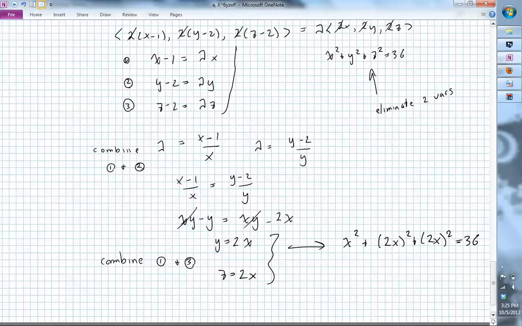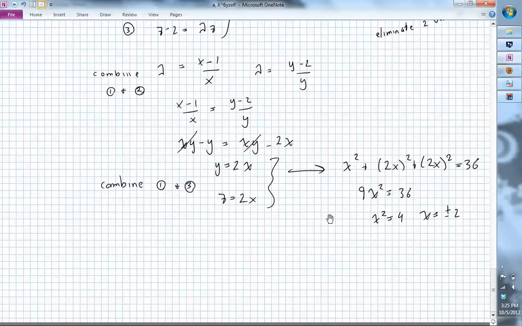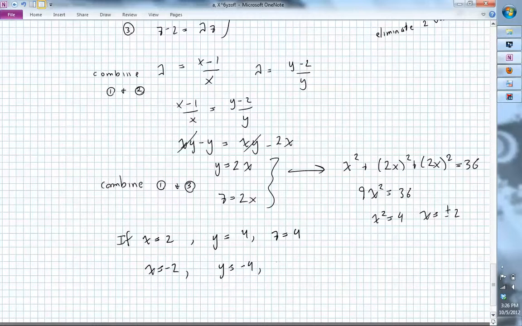Okay? x is equal to plus or minus 2. If x equals 2, then y is 4 and z is 4. If x equals minus 2, then y is equal to minus 4 and z is equal to minus 4, which is exactly what we thought.